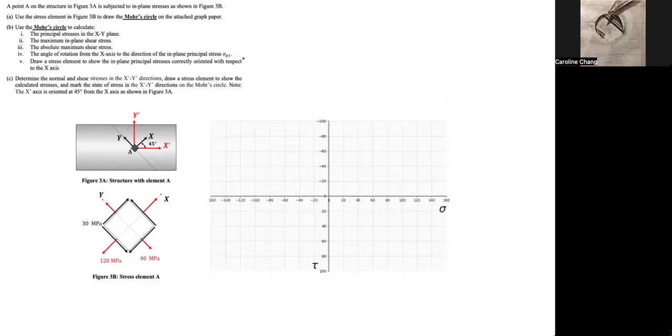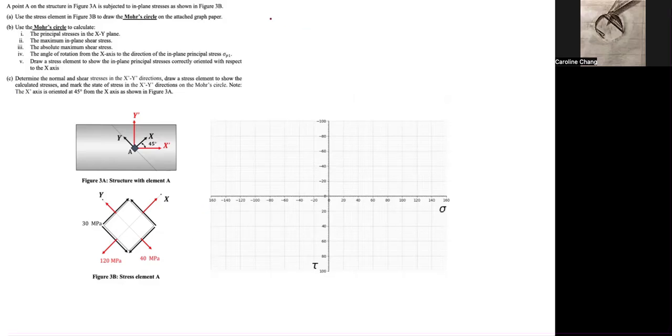And part C is to determine the normal and shear stresses in the x prime, y prime directions and to draw a stress element to show the calculated stresses and mark the state of stress in the x prime, y prime directions on the Mohr circle. Note that the x prime axis is oriented at a 45-degree angle from the x-axis as shown in figure 3A.